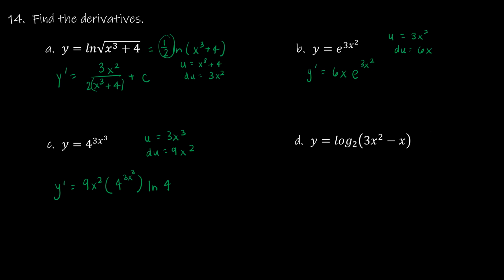And for the last one, again, I've got u is 3x squared minus x. du is 6x minus 1. So for my derivative, my numerator is going to include du, which is 6x minus 1. My denominator is going to include both the natural log of 2, because we're in base 2, and the 3x squared minus x.